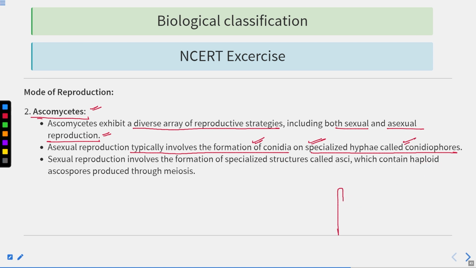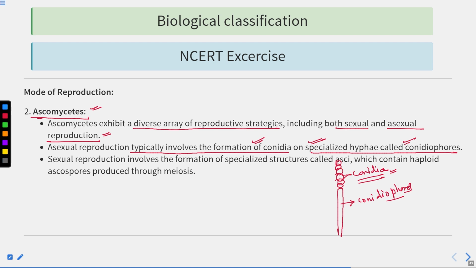So a stalk-like structure, the conidiophore, and on that you can see conidia. These are the conidia. These are exospores. They are not covered by any type of covering, so they are called exospores.